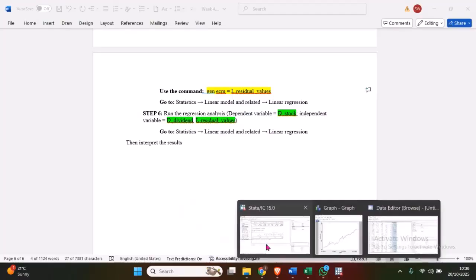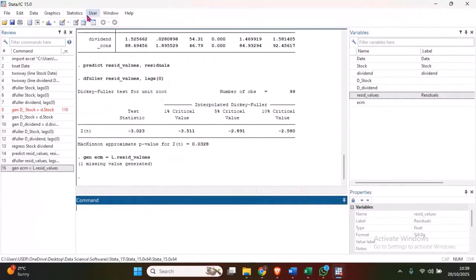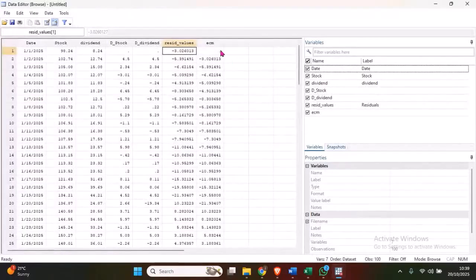We can just write: we generate a variable called ECM, and this ECM is equal to lag. You put L, and it is a lag of what? Of the residual values. So we generate a variable called ECM, the error correction model, which is a lag of the residual values, and then you click OK. And if you check your variables, now you see that we have a new variable called ECM. So we are done with that.